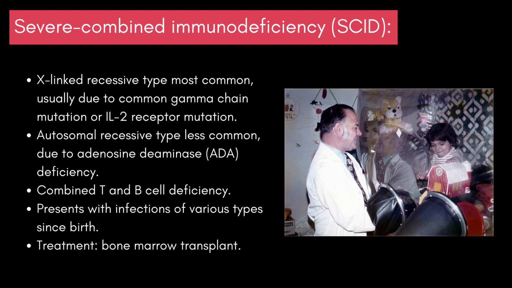First, let's take a look at severe combined immunodeficiency, also known as SCID. X-linked recessive type most common, usually due to common gamma chain mutation or IL-2 receptor mutation. Autosomal recessive type less common due to adenosine deaminase, ADA deficiency. Combined T and B cell deficiency, presents with infections of various types since birth. Treatment, bone marrow transplant. All right, moving on to the next immunodeficiency.